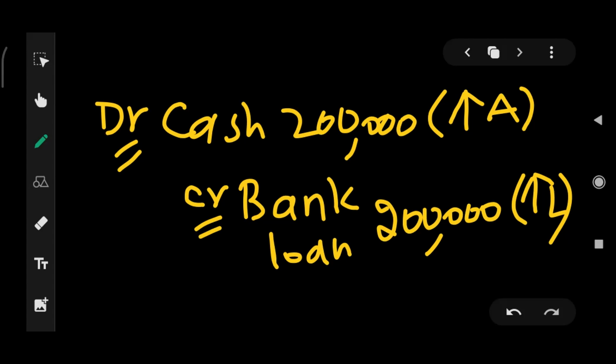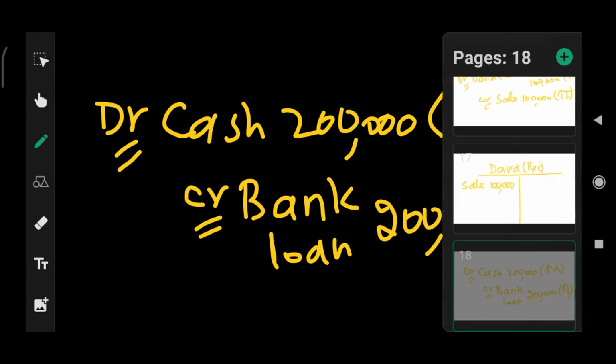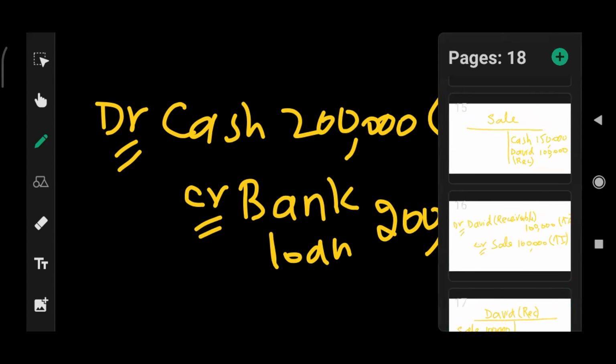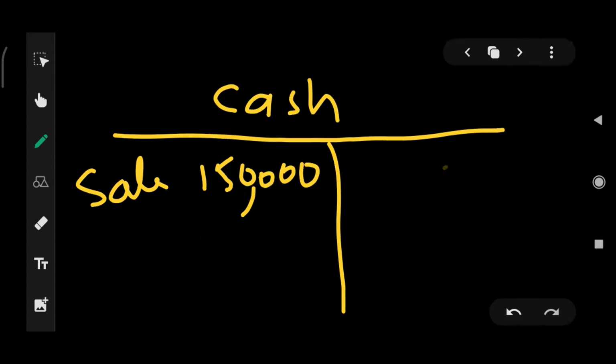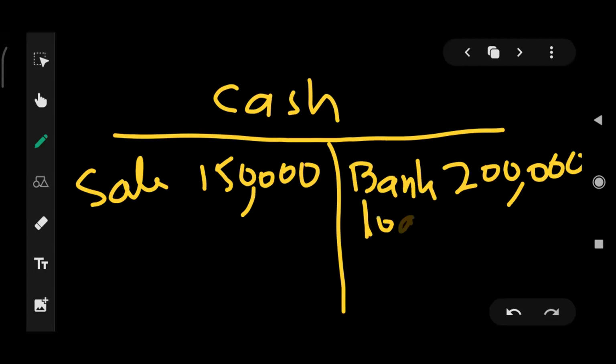Okay. Now we shall post this transaction. To post the transaction, it's the same process. We will open cash account. It is already opened. I will record 200,000 on the credit side of cash. Okay, let's go to the cash account. Here is the cash account. I will record 200,000 on the right side, means credit side, and its debit side is bank loan. So I will write bank loan with it.